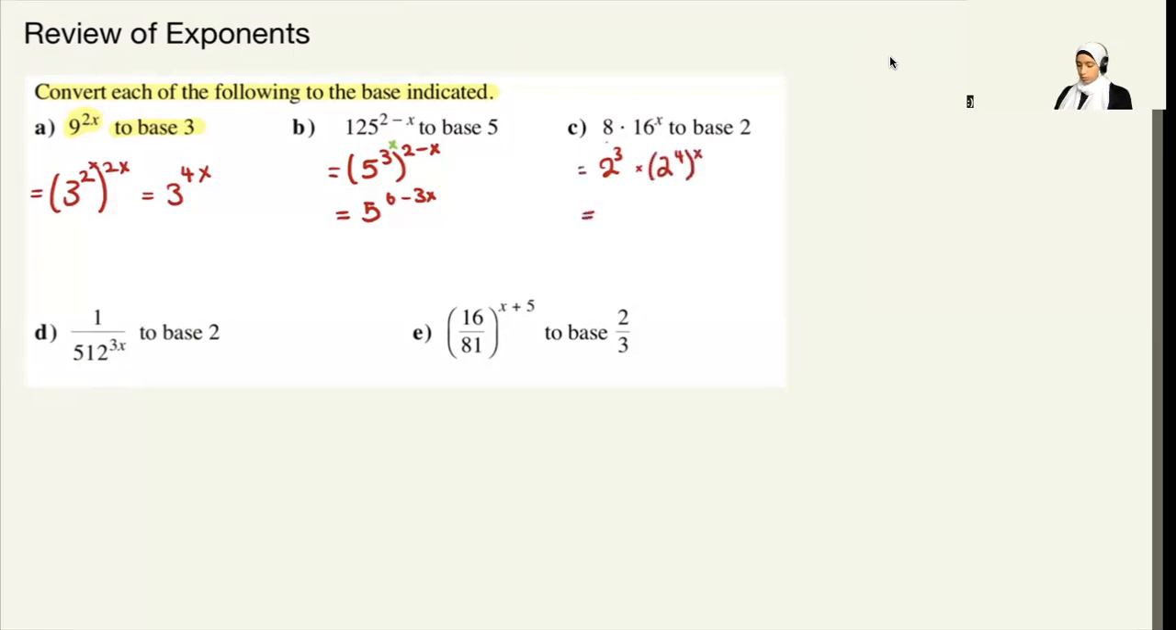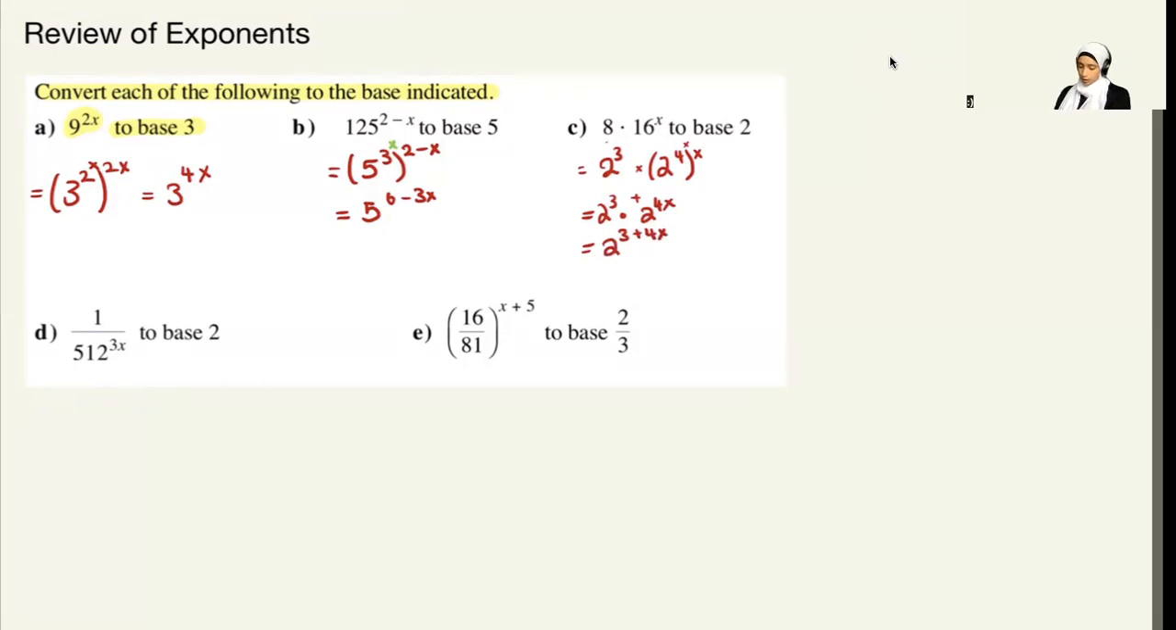Then I say this is equal to, and I can simplify this top one over here and multiply them out. So that's going to be 2 to the power of 4x multiplied by 2 to the power of 3. Now remember, when you multiply powers of the same base, you add their exponents. So we're going to have 2 to the power of 3 plus 4x. I hope you got the same answer. All right, let's do the next one.